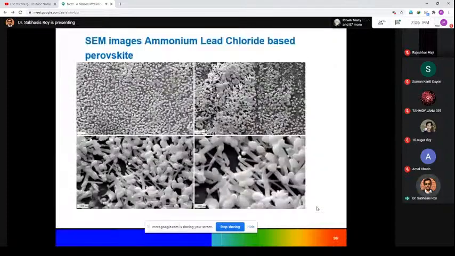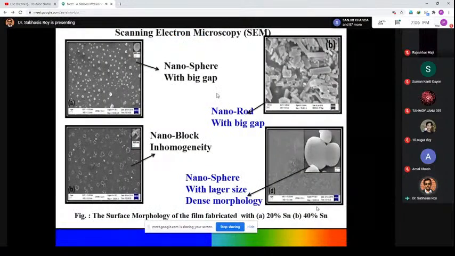This is the nanostructure of the same material, the ammonium lead chloride based perovskite, which is uniformly distributed in the matrix of the surface at the nanoscale level. Here you see the nanosphere with a big band gap, and here you see the nanosphere with larger size. You can check that different types of morphology come with tuning the Sn percentage of the material. That means nanorods come, nanospheres come, different nanostructured materials come, just by tuning the percentage of Sn doping.